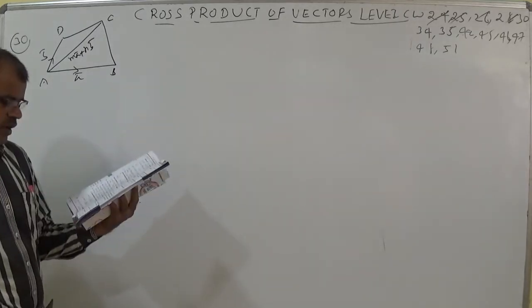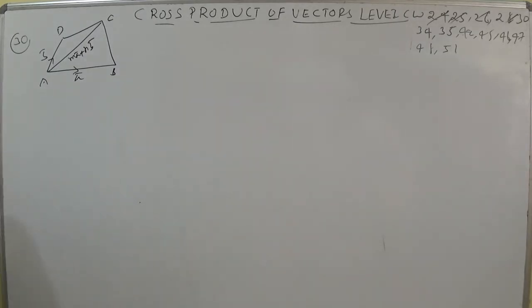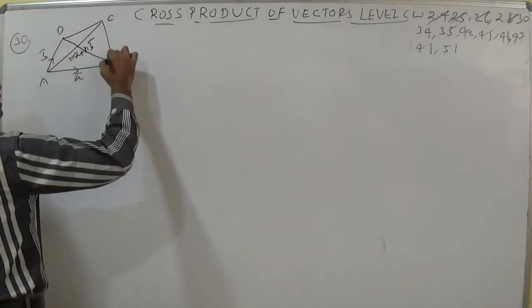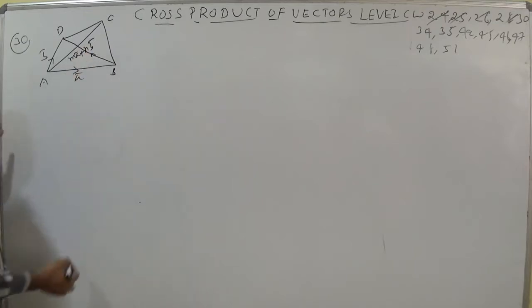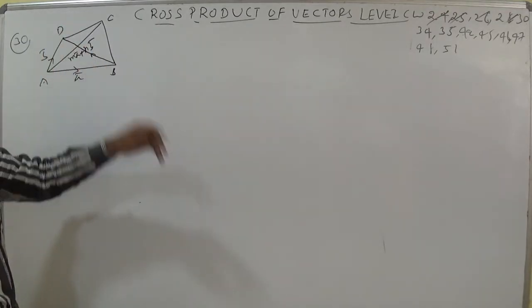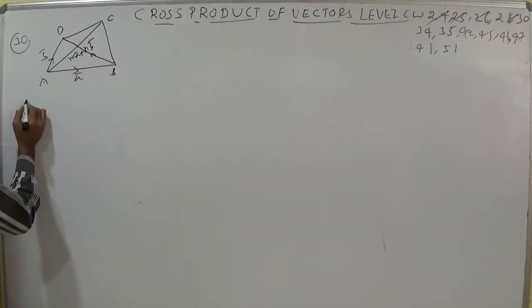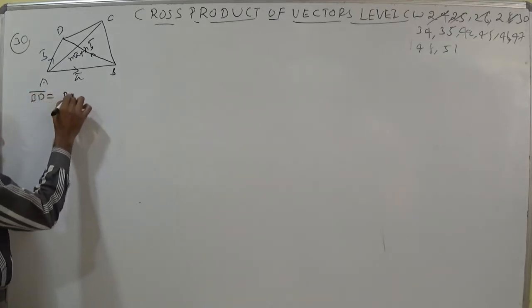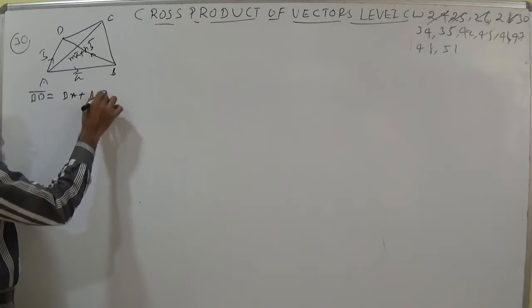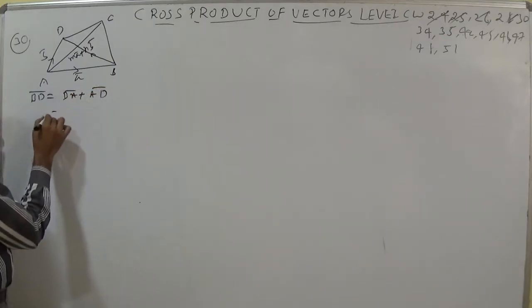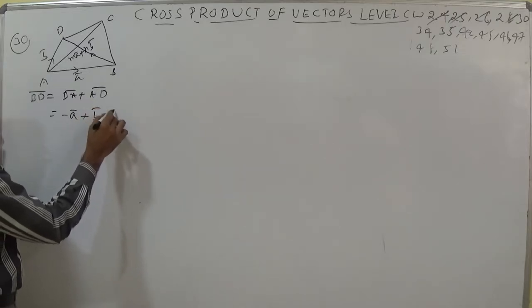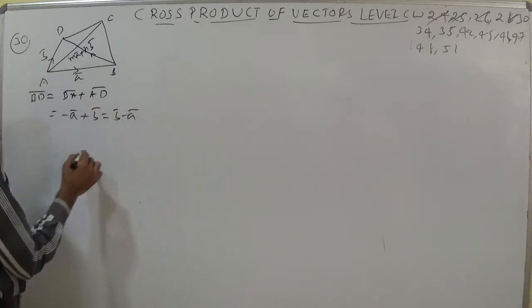Then the area of quadrilateral is asked. This one you should calculate. Once again, remember it as a formula. Depending upon this formula, you can calculate the 19th question also. Now I am discussing BD. BD is equal to, using the property, BA plus AD. So BA means minus A bar plus B bar. You can write this as B bar minus A bar.